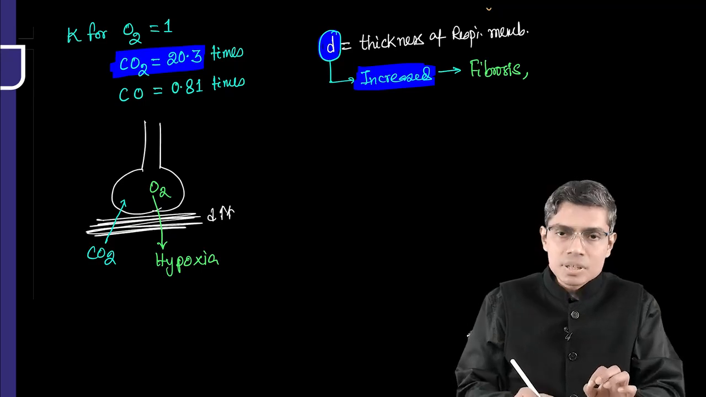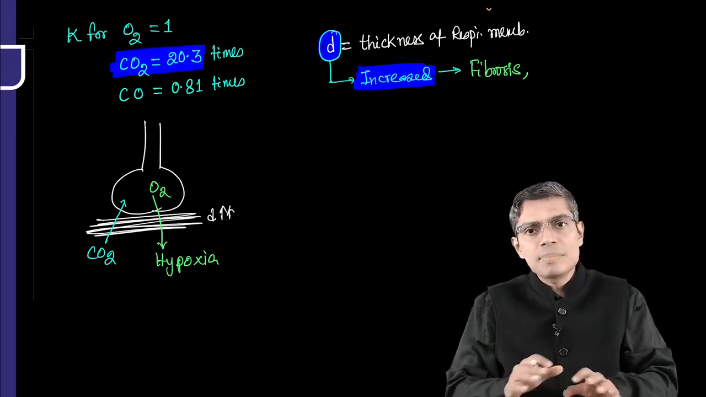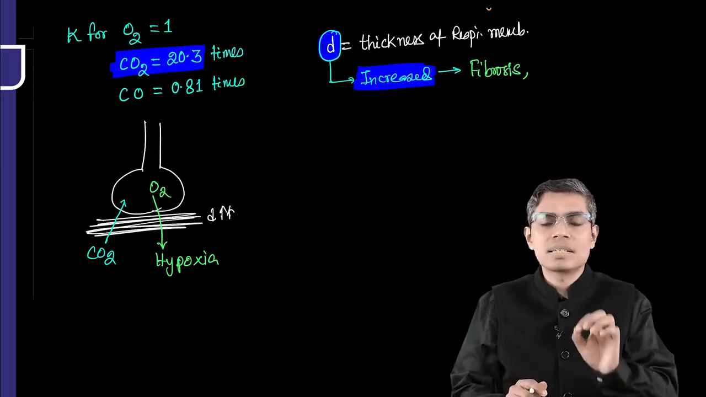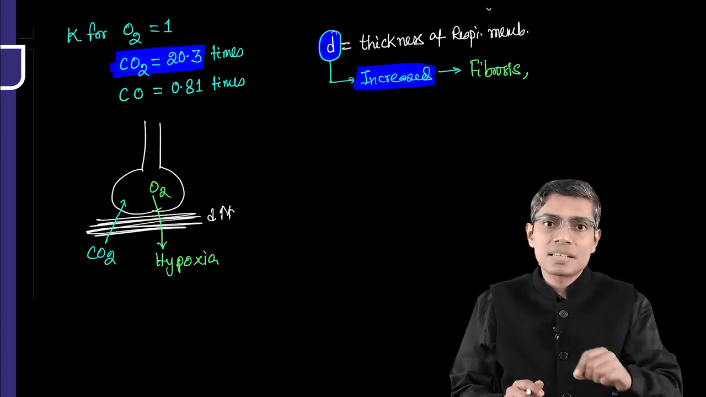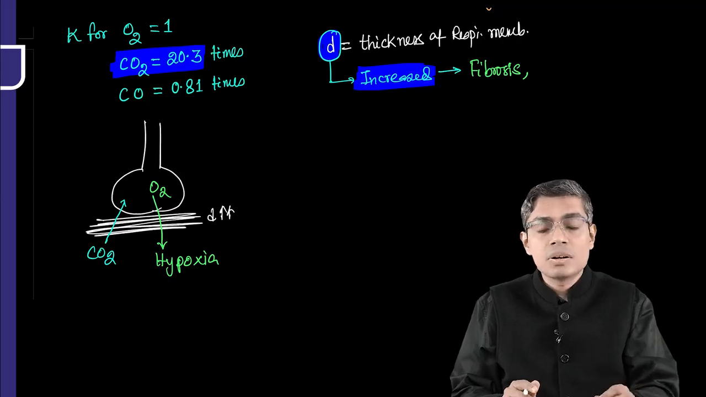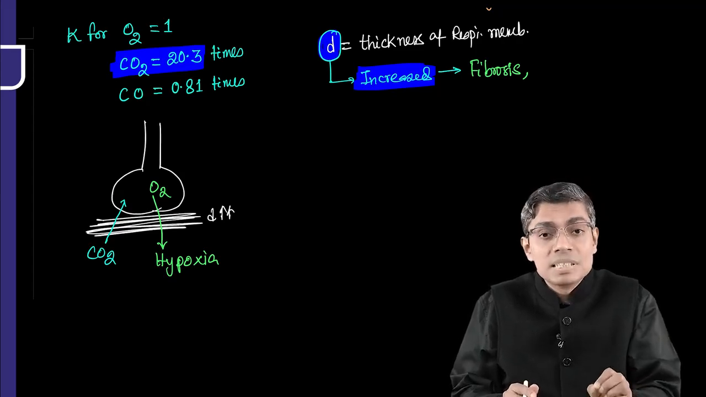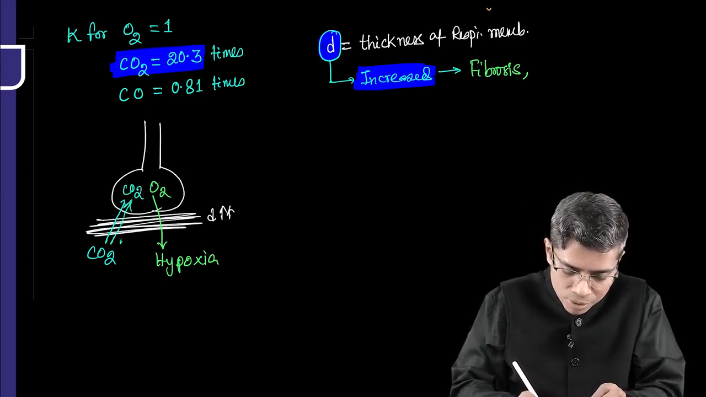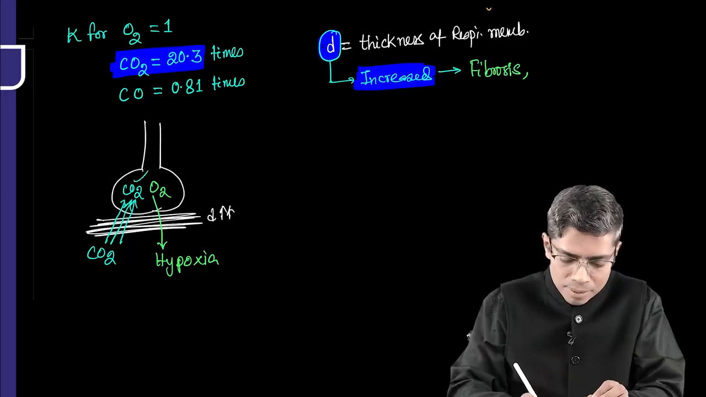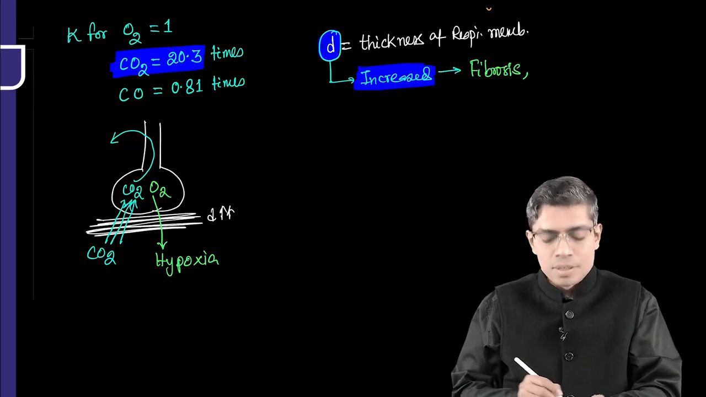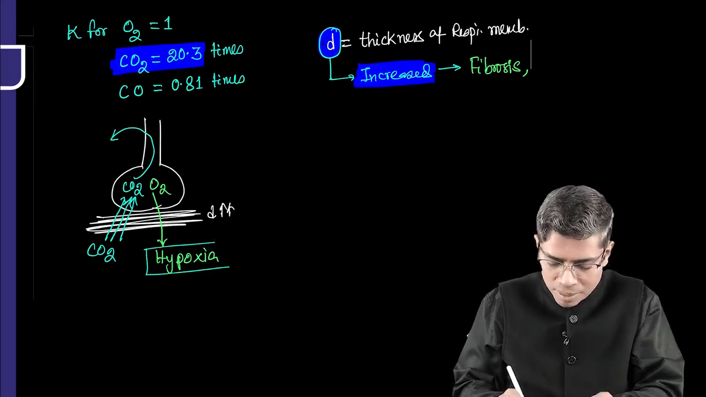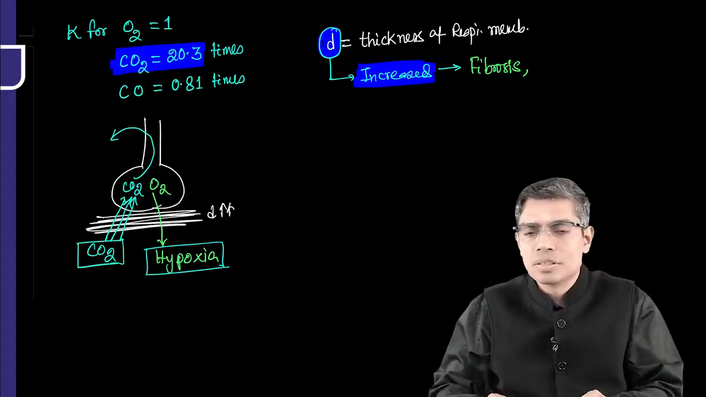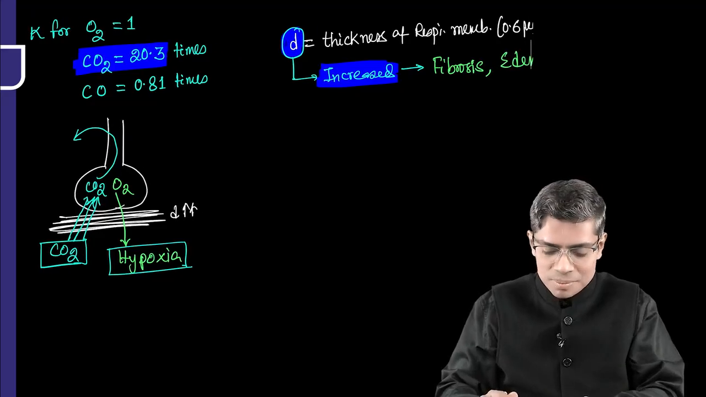But do you think the carbon dioxide is going to face the same kind of difficulty as the oxygen? The answer is no, because carbon dioxide diffusion is 20 times faster than that of oxygen, because of the K, because of the diffusion coefficient. So carbon dioxide will easily be able to transport from blood to alveoli and from alveoli to outside the body. So if the person is suffering from hypoxia, do you think he is going to suffer from hypercapnia also? The answer is no, because carbon dioxide diffusion is faster.